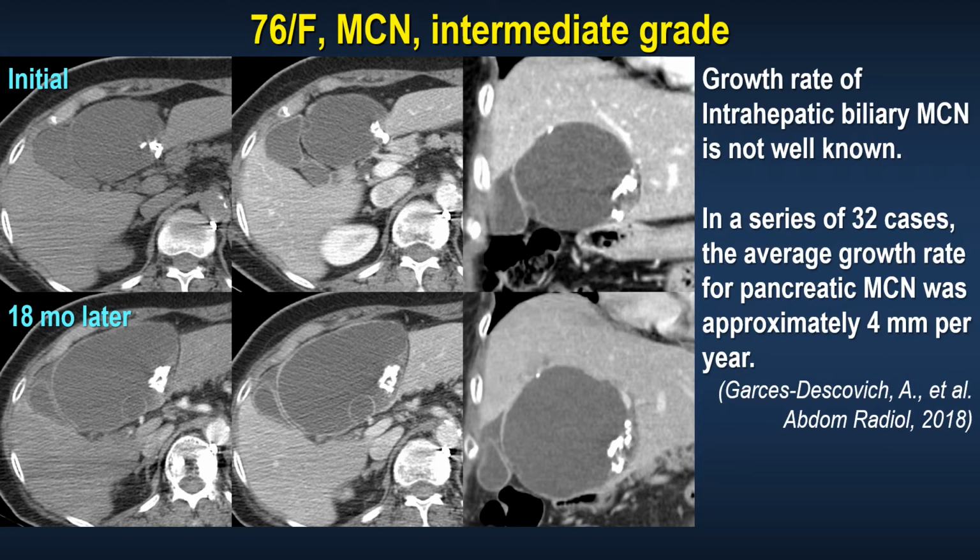A cystic mass with internal calcification was found in a 76-year-old woman. On the 1.5-year follow-up CT, it has enlarged and an internal cyst was newly presented. In surgery, it was diagnosed as MCN with intermediate grade dysplasia. Although the growth rate of intrahepatic biliary MCN is not well known, in the case of pancreas, it has been reported that MCN shows an average growth rate of 4 mm per year.